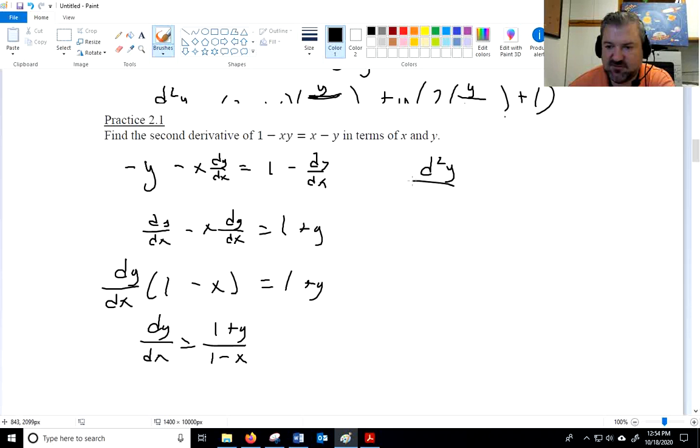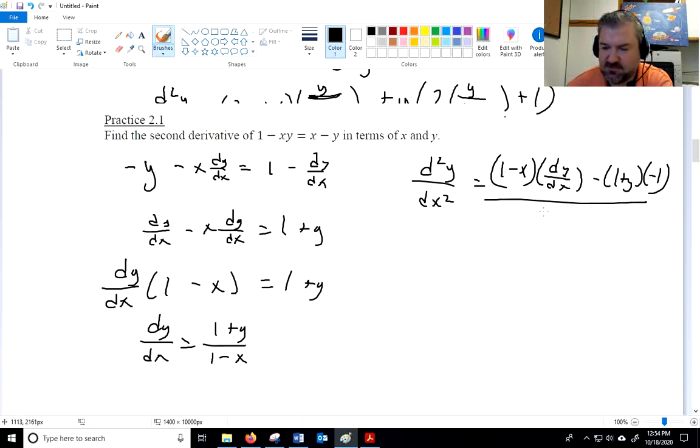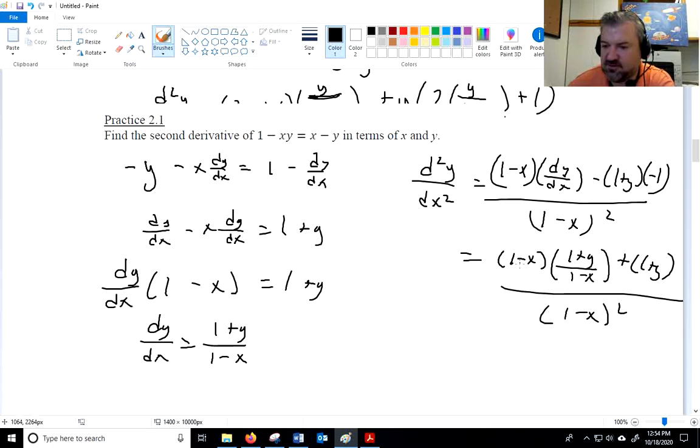Take the second derivative, that's d2y dx squared, low, d high, minus high, d low, all over low low. All right, I got 1 dy dx to replace, so I have 1 minus x times 1 plus y over 1 minus x. And then that becomes a plus 1 plus y all over 1 minus x squared. So this one actually reduces really easily. The 1 minus x's will reduce out, and you end up with 2 plus 2y over 1 minus x squared.